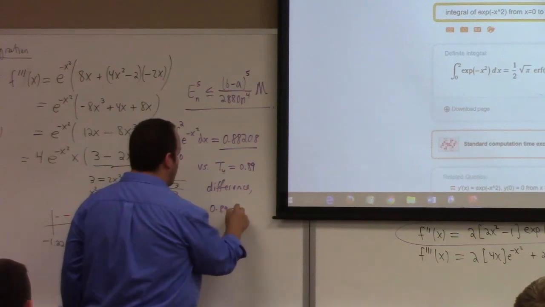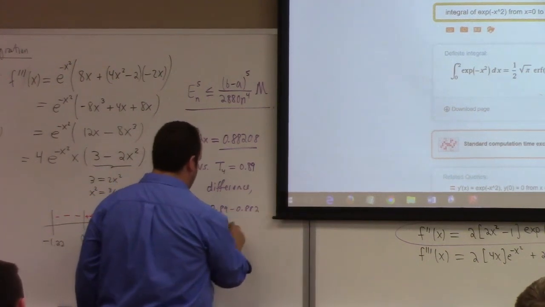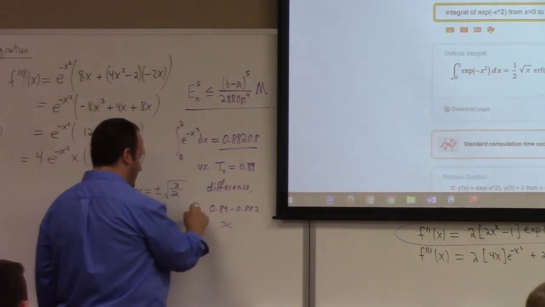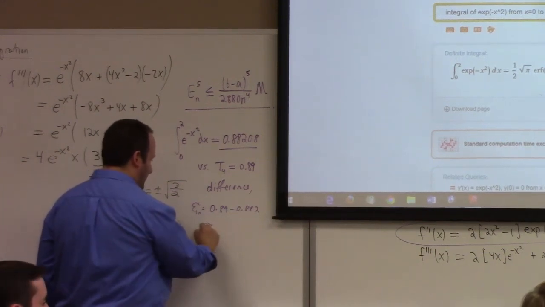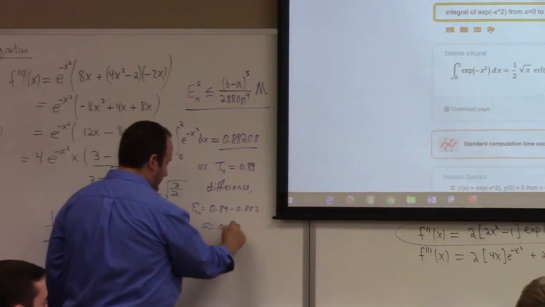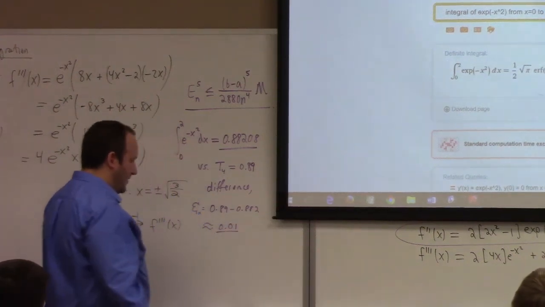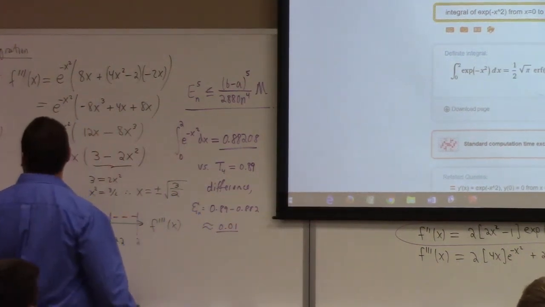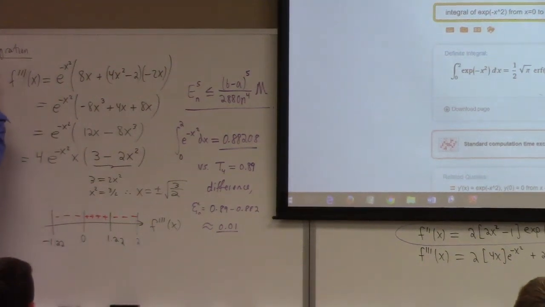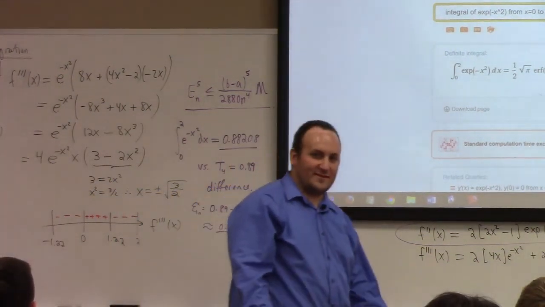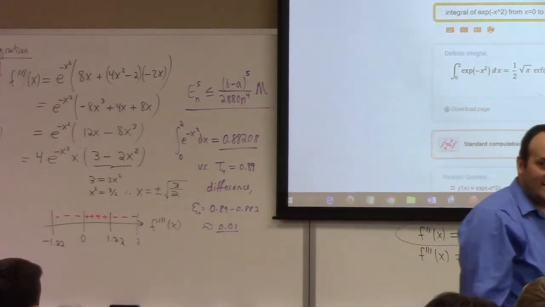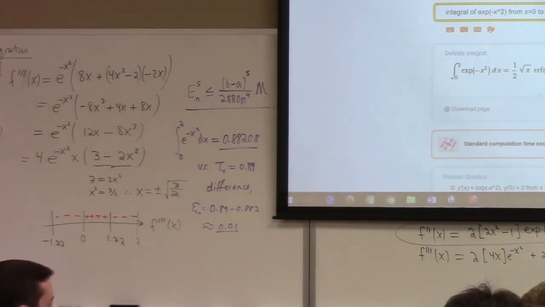0.89 minus 0.882, approximately, what do we get? Give or take 0.01-ish? Am I right? What does this say? The error should be less than that, right? What does that tell you? What's the lesson we learned from this? Do it on computer.